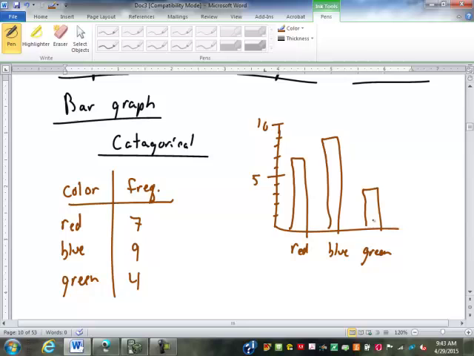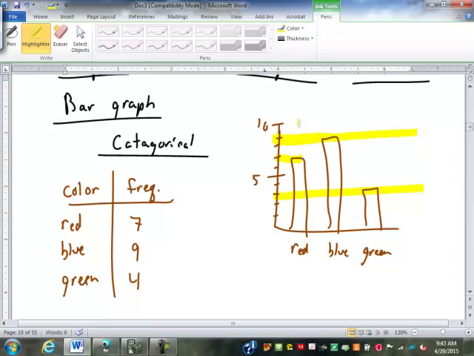Now, a bar graph, like any graph, has strengths and weaknesses. For a bar graph, its main strength is you can very quickly look at it and tell what color was chosen the most. Blue. What color was chosen the least? Green. Now, in this one, you could probably do a pretty good job of asking how many people chose blue or green or red, because you can look at it and say, hey, 7 chose red, 9 chose blue, and so on, because the numbers are relatively small.